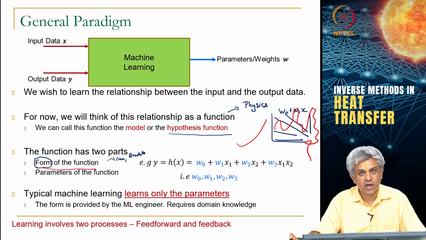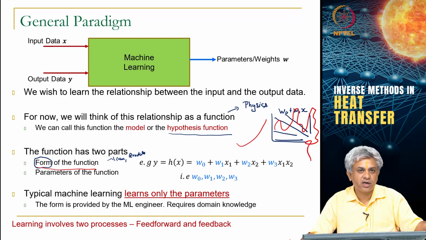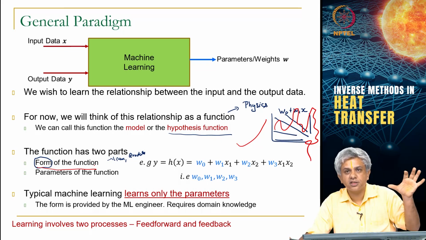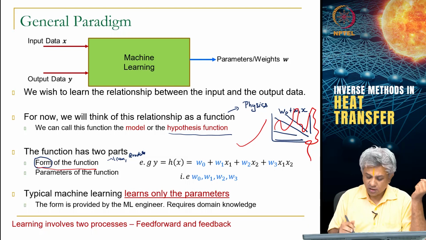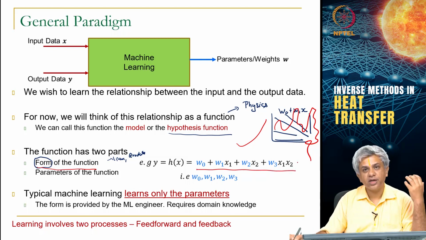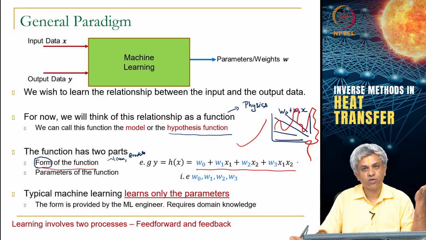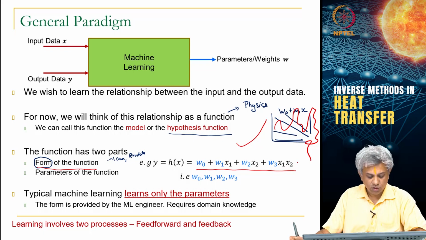How do we make this choice? This we will come to later on, but for now at least remember the general paradigm that the form of the function is just deciding whether it is linear, non-linear, whether there is a sine function, whether it is a cosine function, etc.